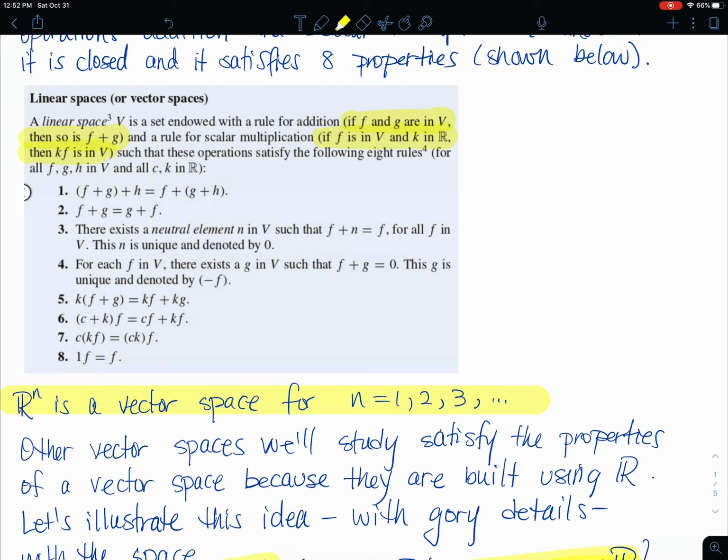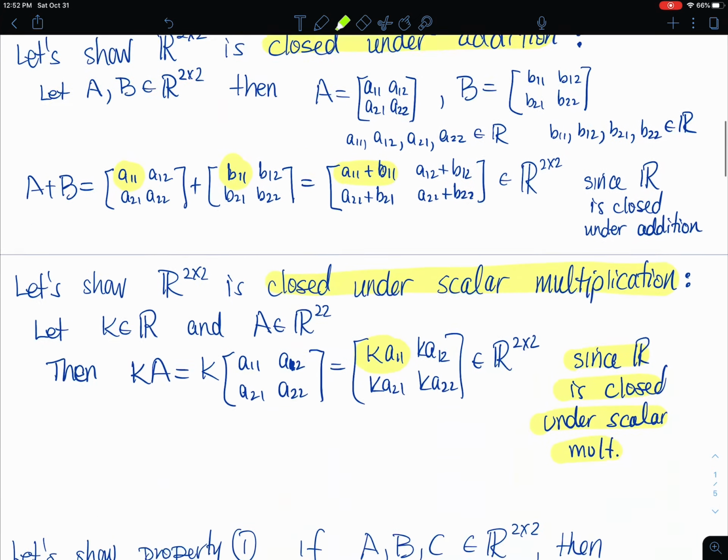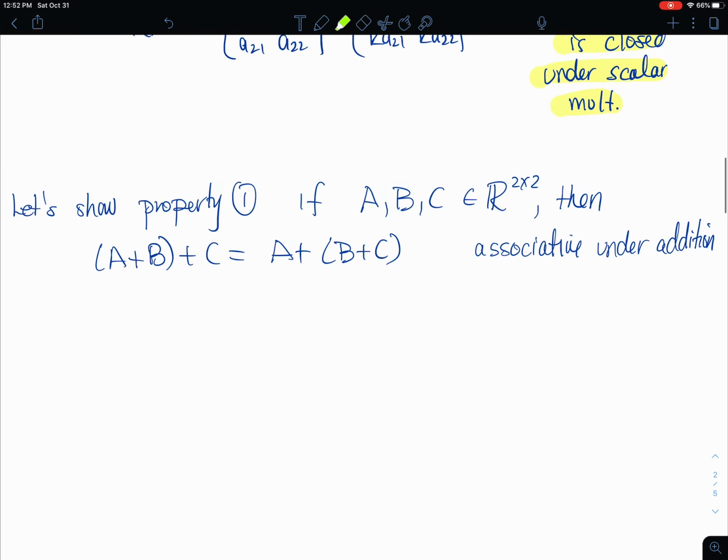So that's closed under scalar multiplication. All right, and then we have these 8 properties right here. We're just going to look at these properties one by one. And again, this is more gory detail than we're going to do in any other examples, but just so you see the big ideas. So the first property is if you have these 3 elements in your set, then it has to be associative when you add.